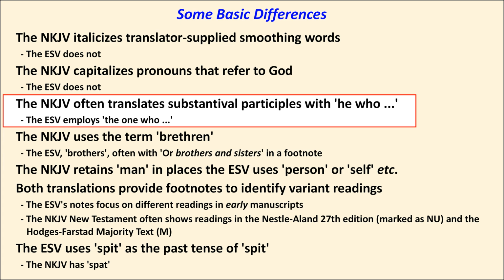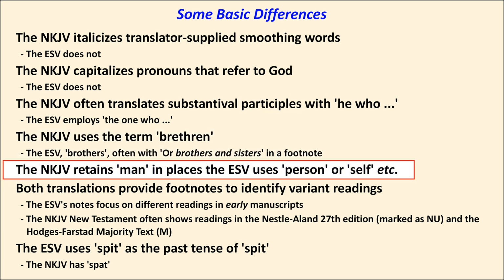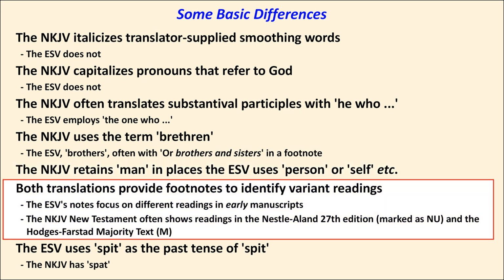baptized will be saved." The NKJV uses the term brethren, but the ESV is more likely to read brothers, and to include a footnote that explains that the word translated brothers may mean brothers and sisters. The NKJV often retains the word man, where the ESV replaces that with person, self, or being. Romans 5:7 and Romans 7:22 are good examples.